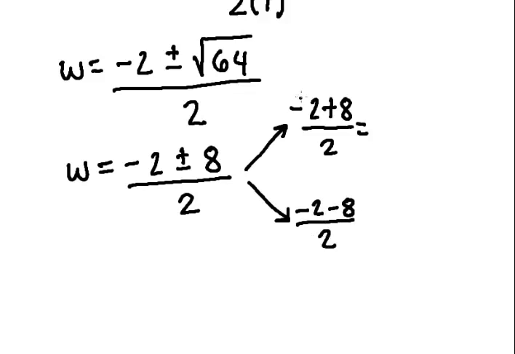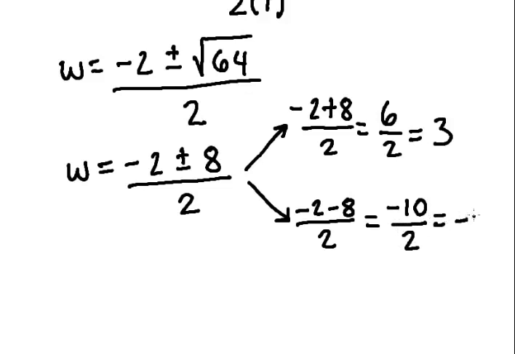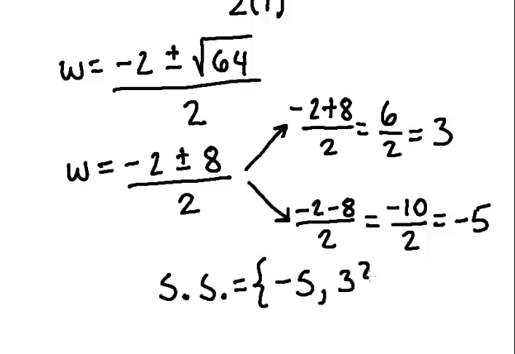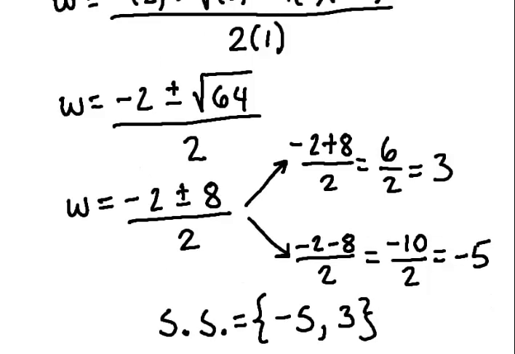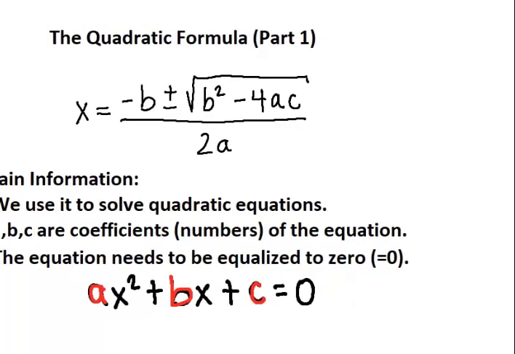So the plus minus splits. In the first one, I have minus 2 plus 8. That's going to give me 6 positive. If I divide it by 2, it's going to give me an answer of 3. Now, in this other case, minus 2 minus 8 gives me minus 10. If I divide minus 10 by 2, I'm going to get the answer negative 5. That means the solution set, or the list of the answers, is S.S. equals, inside curly brackets, minus 5 is one of the answers, comma, 3 is the other answer. And that will be the process that we use for solving exercises with the quadratic formula. That's how we use the quadratic formula.